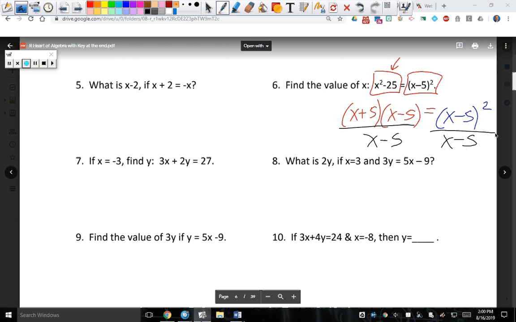Shane, what do you have left over? You have x plus 5 equals x minus 4. Keep going, Shane. What would I do? You would just subtract the x on one of them. So the x's go away, and then what would you do?